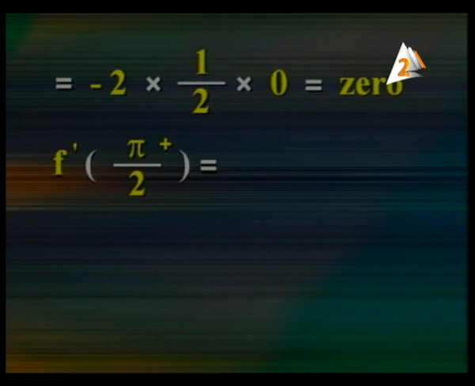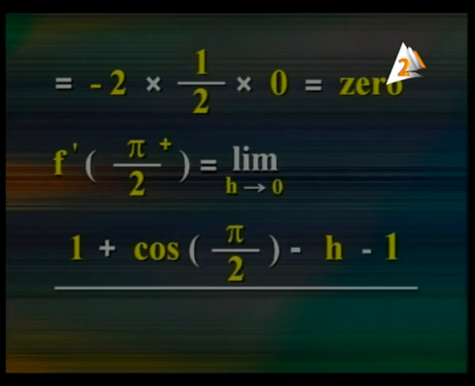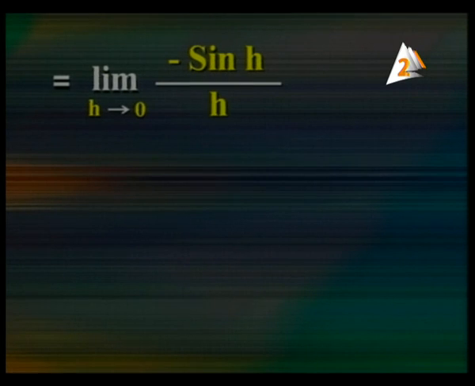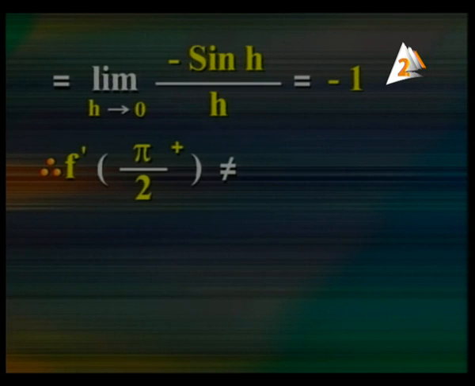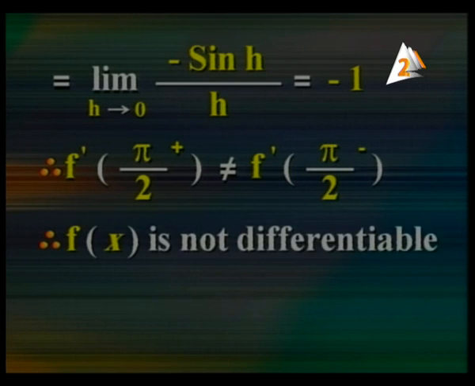What do you deduce? f dash of pi over 2 positive equals the limit when h tends to 0 of 1 plus cosine of pi over 2 plus h minus 1 over h. We simplify: the limit when h tends to 0 of negative sine h over h equals negative 1, by using the theorem. Therefore f dash of pi over 2 positive is not equal to f dash of pi over 2 negative, so f of x is not differentiable at x equals pi over 2.